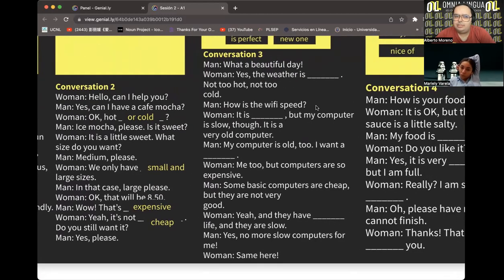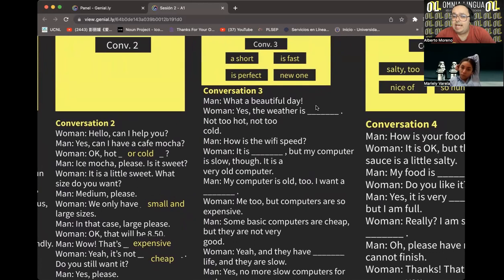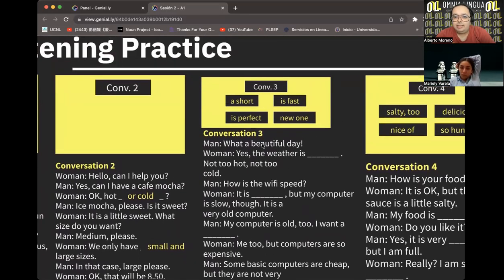Then we have conversation number three. What a beautiful day. Yes, the weather is not too hot, not too cold. The weather is fast, is perfect, or new one. Not too hot, not too cold. El clima está ni tan caliente ni tan frío. Entonces, es perfecto. It's perfect, right?